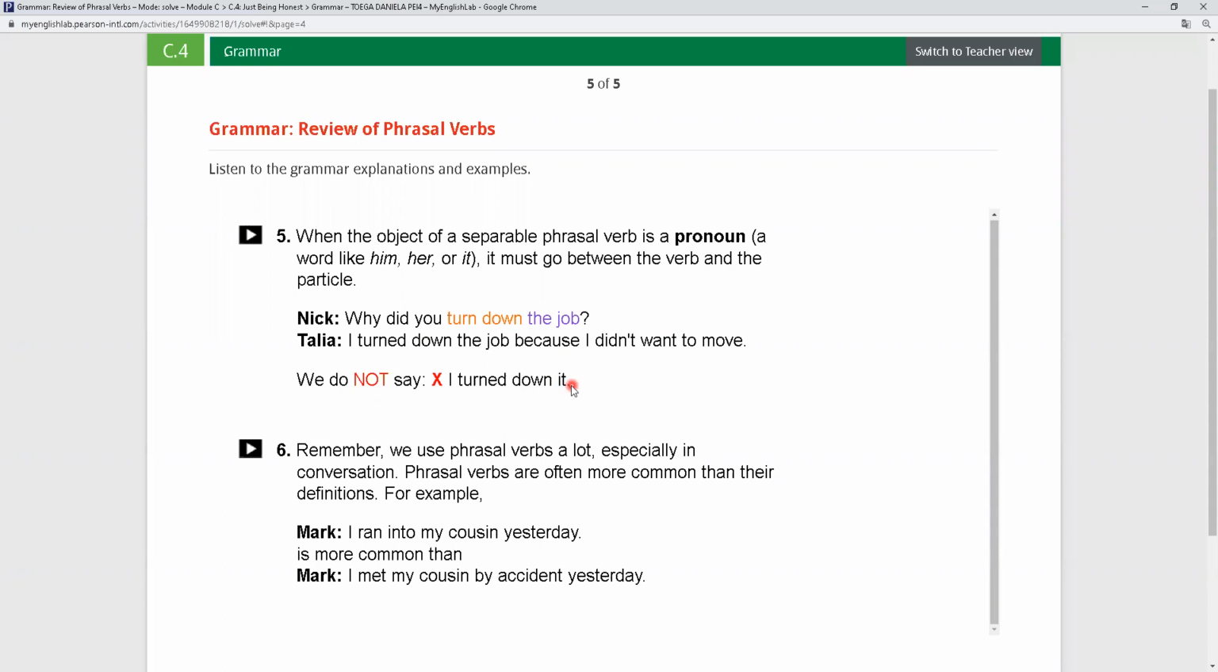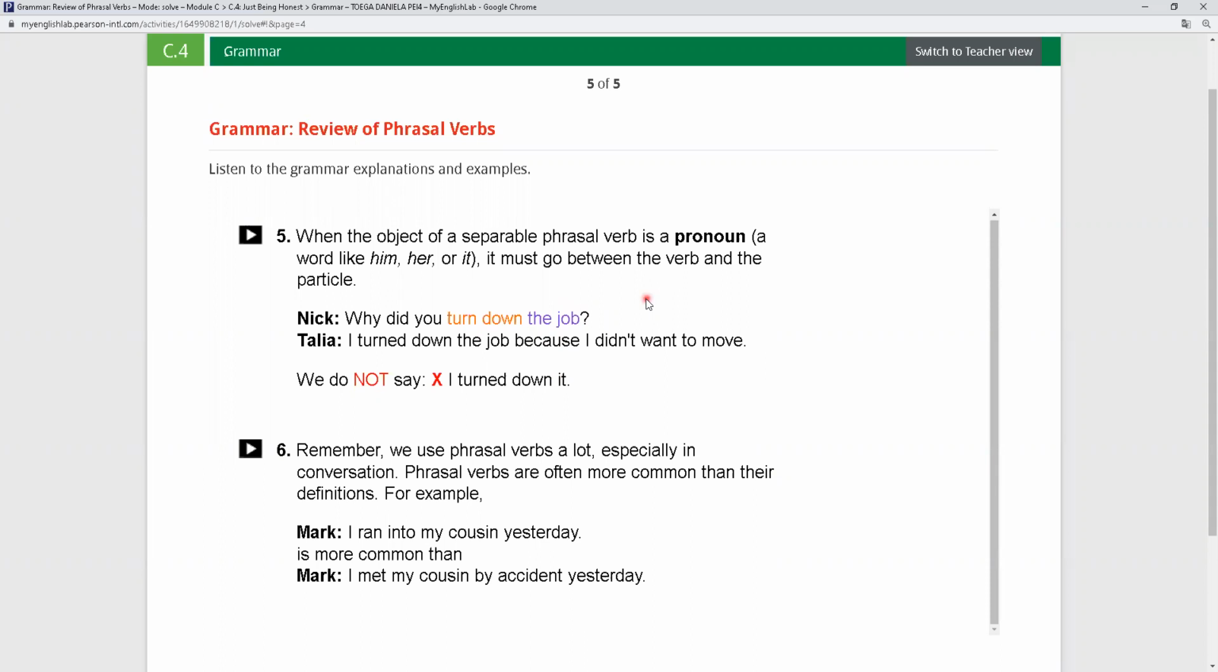Preferiblemente, esto hace referencia a que tal vez si es que tu objeto, si es que fuera un object pronoun como him, her or it, preferible que digas el nombre. O sea, por ejemplo, I turned down the job. ¿Podrías reemplazarlo con it en una oración normal? Sí, pero mejor si lo dices completo, ¿ok?